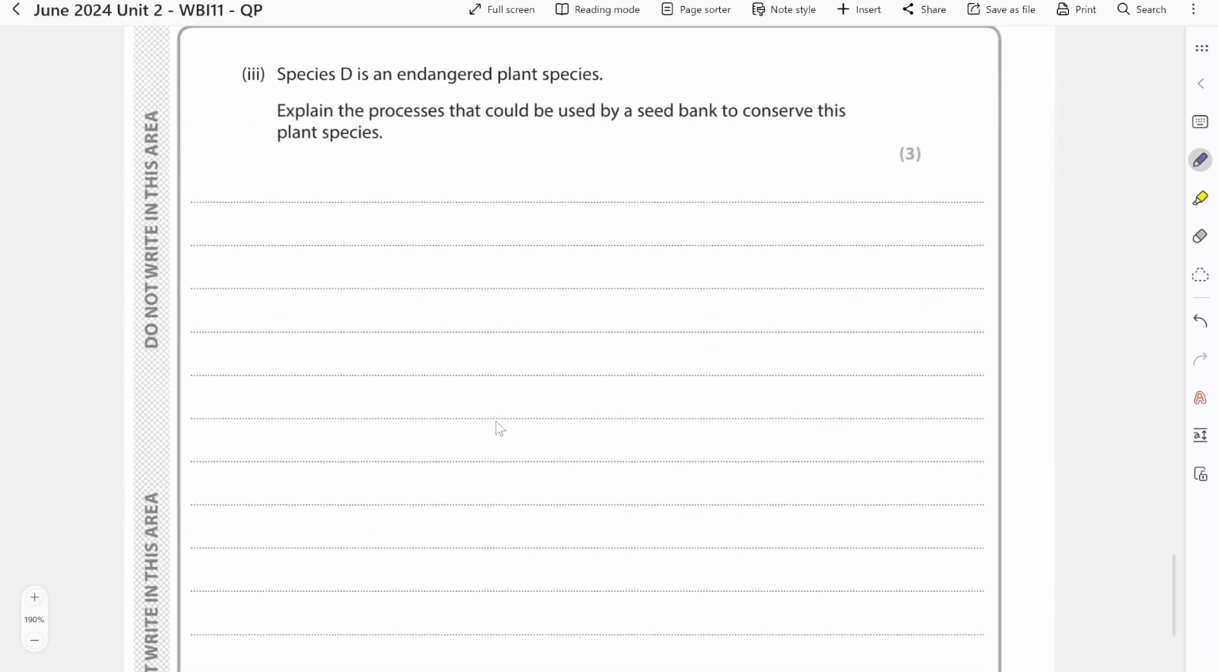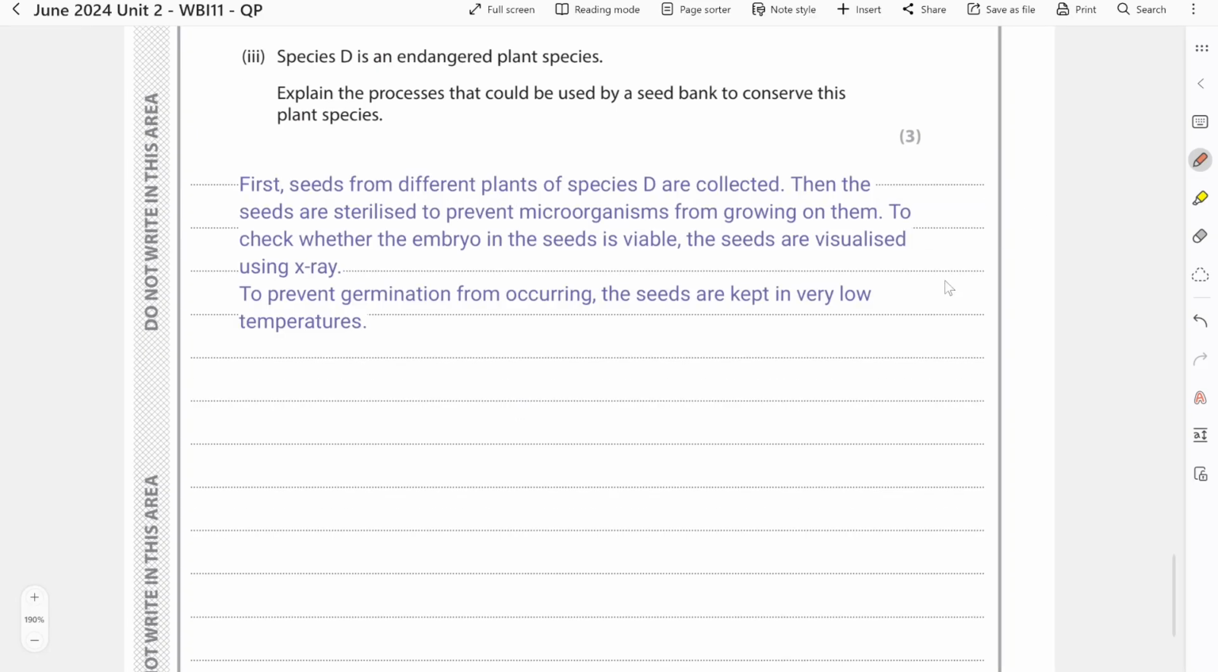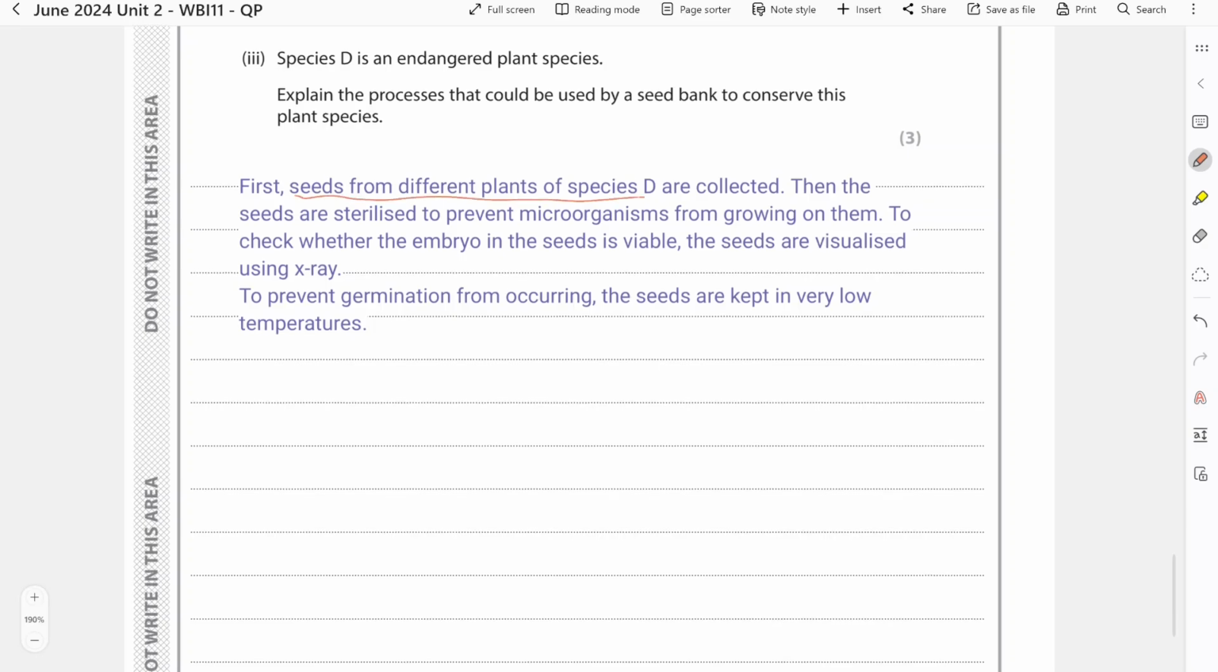Species D is an endangered plant species. Explain the process that could be used by a seed bank to conserve this species. Okay, so the first thing to do is to collect seeds from different plants of species D. And then to prevent microorganisms from growing, the seeds are sterilized. And then to check whether or not the embryo in the seeds are viable, the seeds are visualized using X-ray, so that would be a third mark.